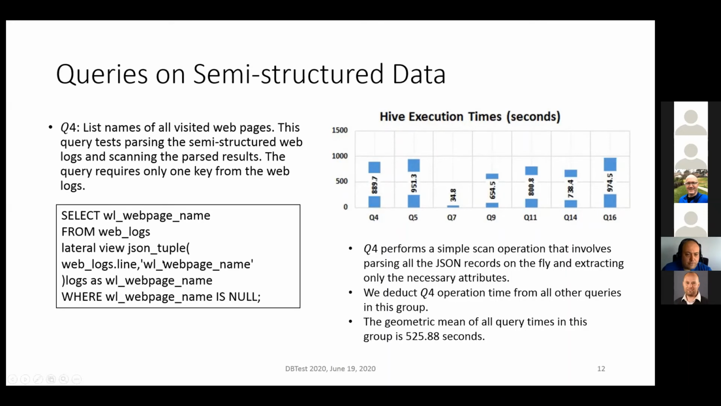What it's doing is extracting this web page name from each line of the log file. And for doing this, we use this JSON tuple user-defined function, which is part of Hive. And here on the right, again, you can see all the queries which are in this group, which are working on the semi-structured data. And again, we did some subtraction of this basic operation and report the geometric mean here for this group of queries.